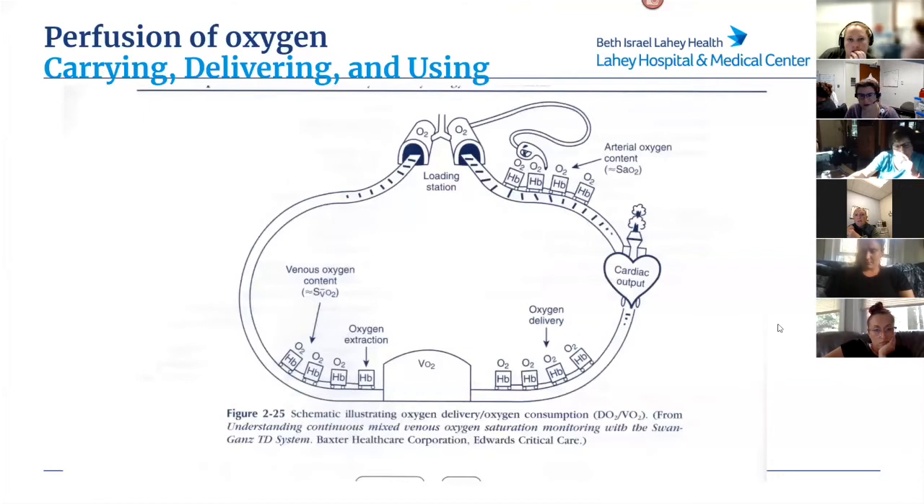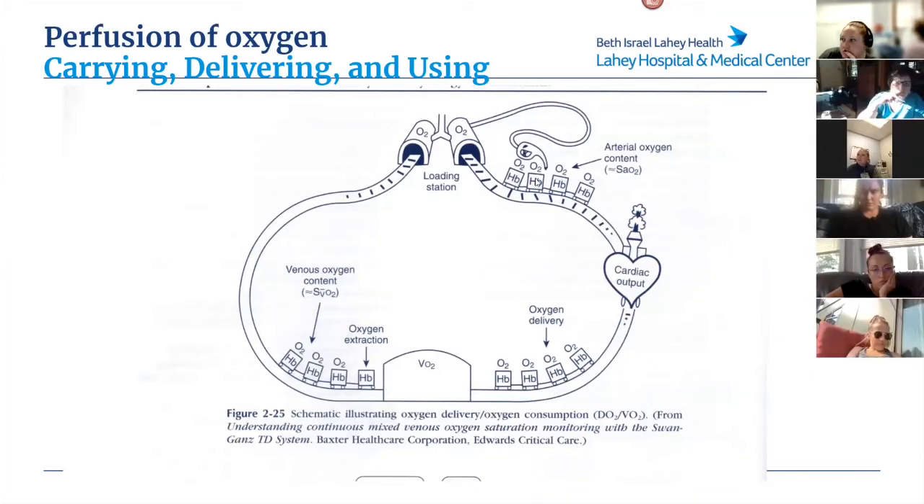So I found this graphic kind of helpful because it's fun to look at when we're talking about how much oxygen tissues are actually using. This is coming from the lungs. You can see that the hemoglobin is 100% saturated, so every binding site on a hemoglobin has an oxygen molecule attached to it. All 4 binding sites are bound. We're going to send it out through the heart, deliver it out to the tissues.